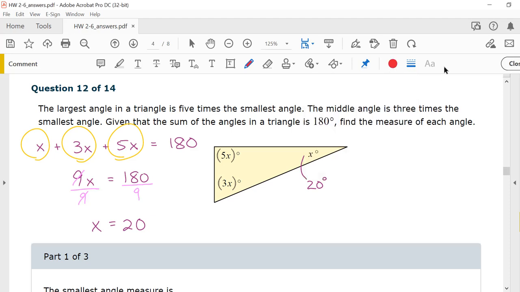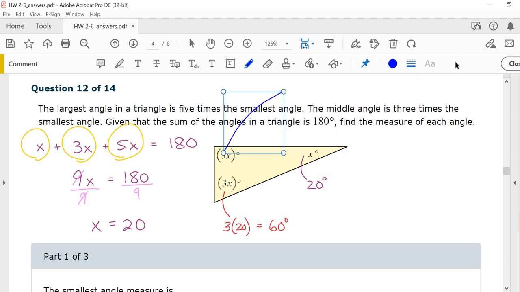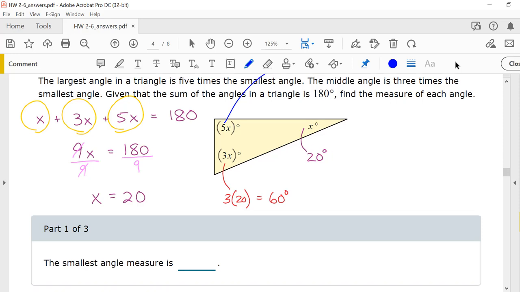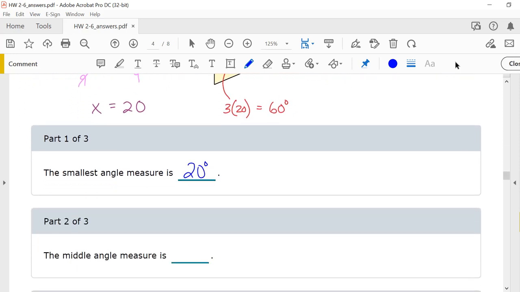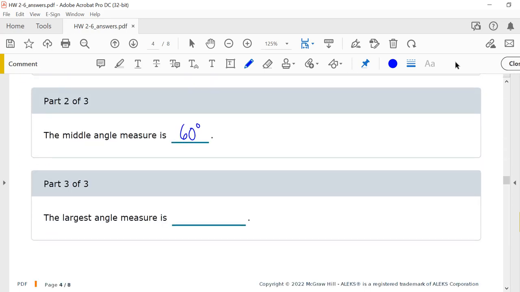Okay, the next angle, 3x, 3 times 20 would be 60 degrees. That's the middle angle. And last but not least, 5x, so 5 times 20 would be 100 degrees. Let's see, the smallest angle measure is 20 degrees. The middle angle is 60 degrees. And the largest angle was 100 degrees.